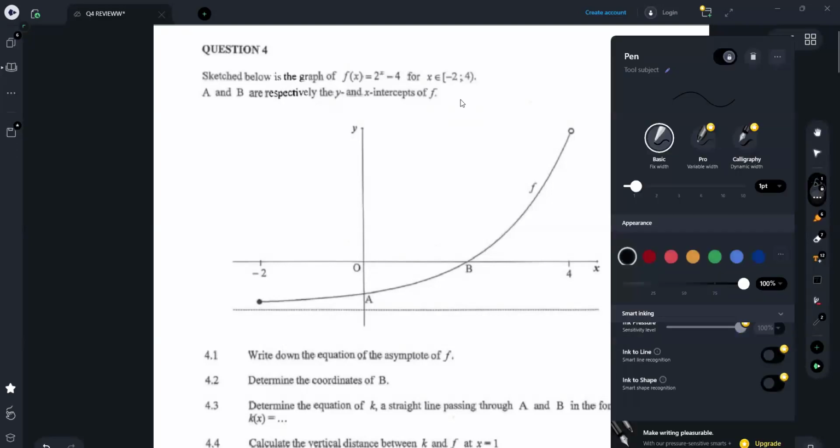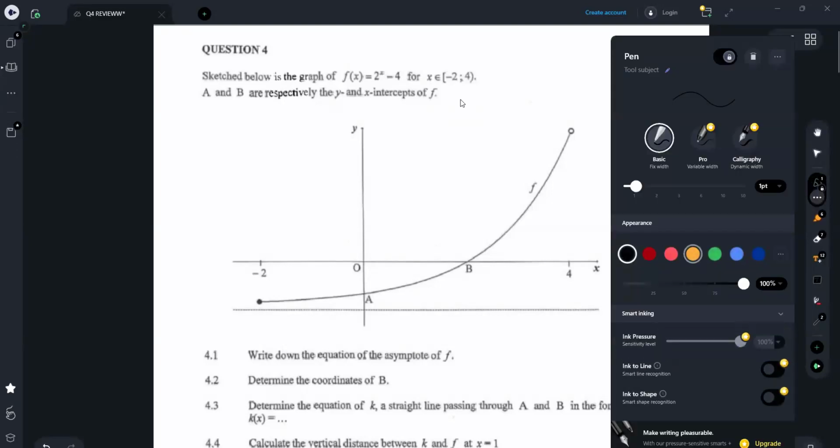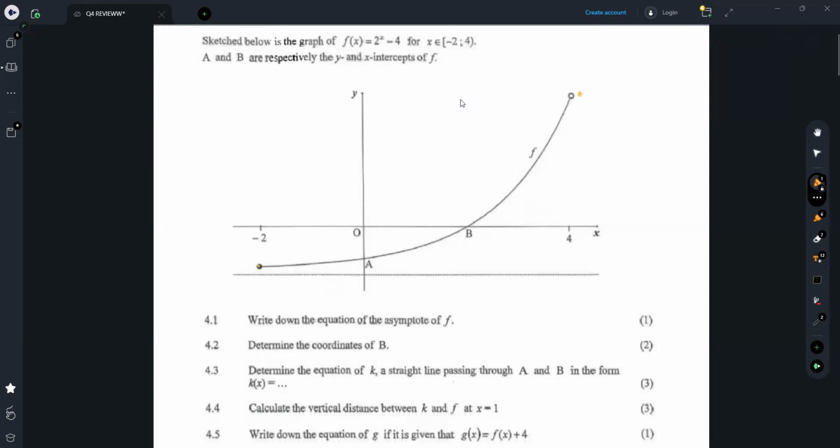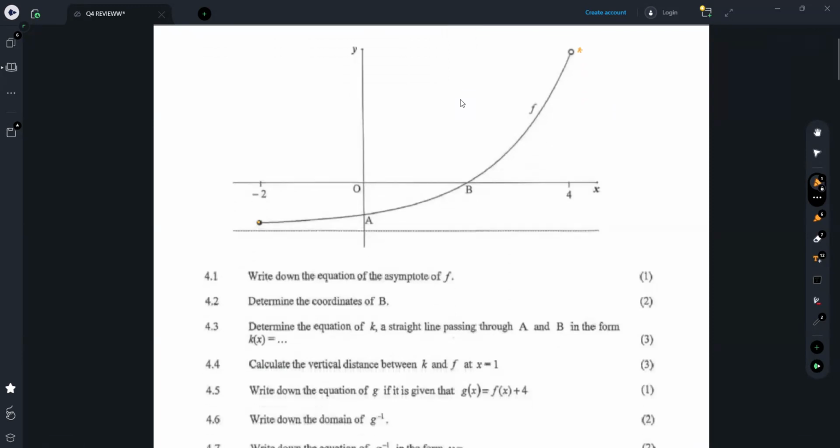Let me use a different color. Okay. So we can see that it's shaded right here and it's not shaded here, right? So it means that -2 is part of the domain, but +4 is not. Right? And we're also told that A and B are the x and the y intercepts of the function, right?